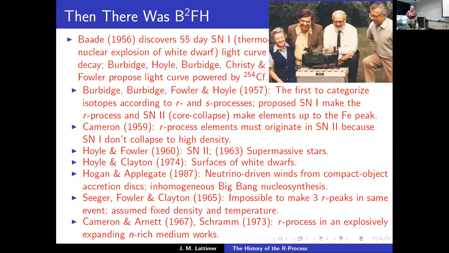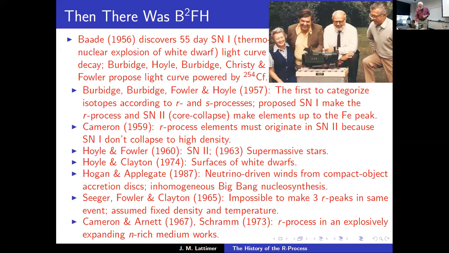Seeger, Fowler, and Clayton in '65 suggested it was impossible to make all of the R process peaks in the same event, but they were using models based on fixed densities and temperature. And later Cameron, Arnett, and also Schramm suggested that explosively expanding conditions in which there was a neutron-rich signature would, under certain conditions, be able to produce all of the R process peaks.